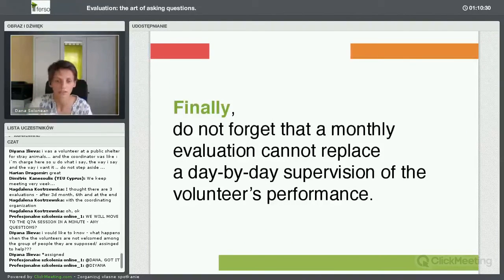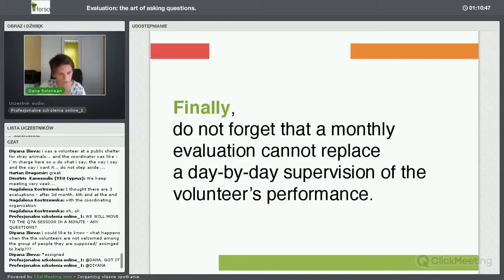And this is the last one. Finally, do not forget the monthly evaluation cannot replace day-to-day supervision of the volunteer's performance. So the fact that you are having evaluation from time to time shouldn't replace that you are actually with that volunteer, having feedback sessions and checking on his work and so on.